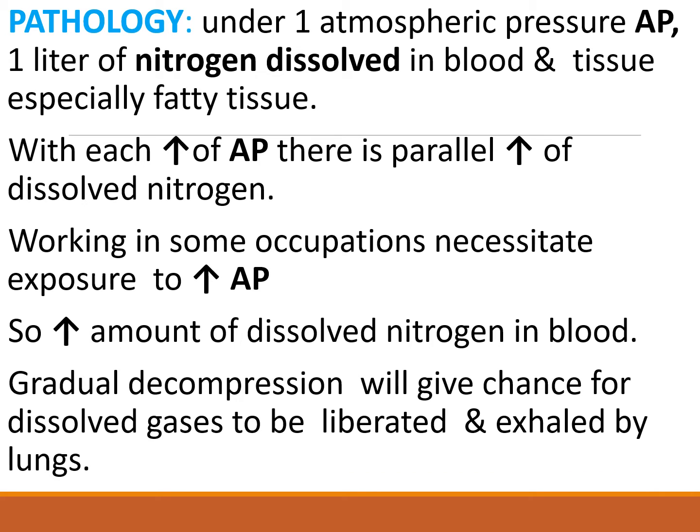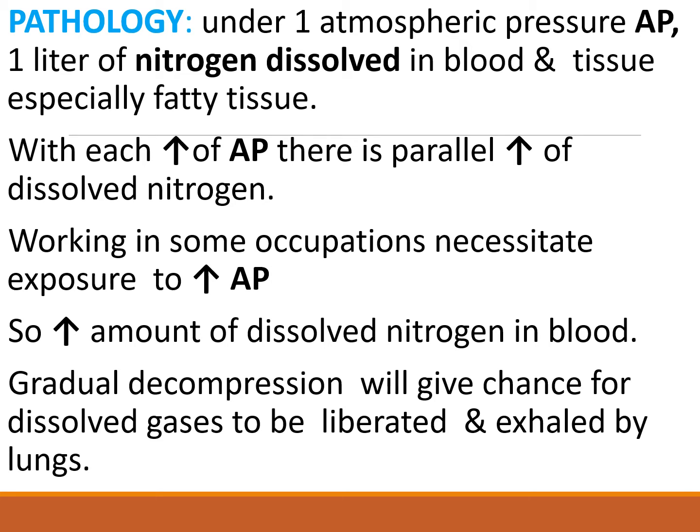Pathology of decompression sickness: under 1 atmospheric pressure, 1 liter of nitrogen is dissolved in blood and tissue, especially fatty tissue. With each increase of pressure, there is a parallel increase of dissolved nitrogen. Working in some occupations necessitates exposure to increased air pressure, like working in a caisson. So the amount of dissolved nitrogen in the blood increases.